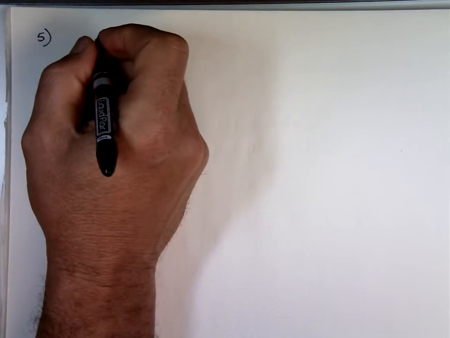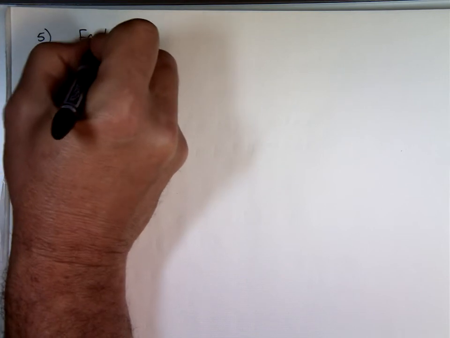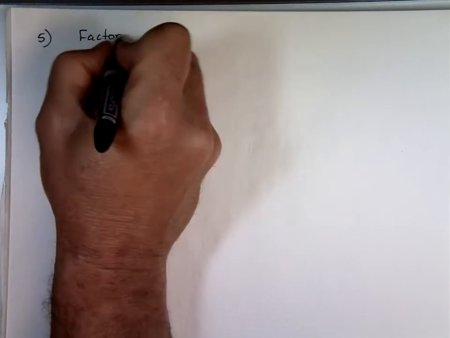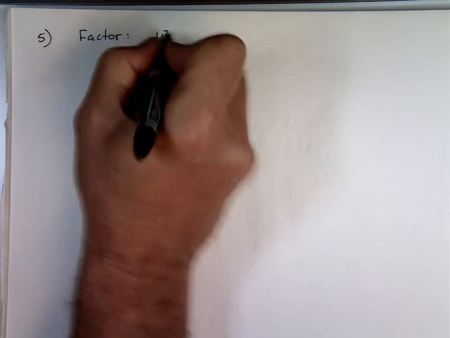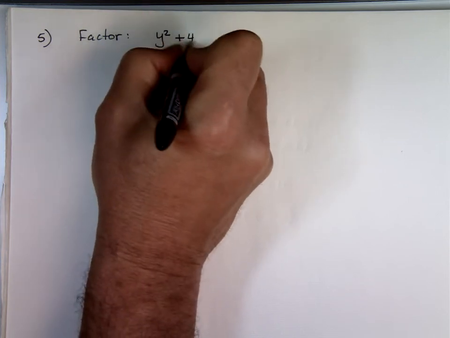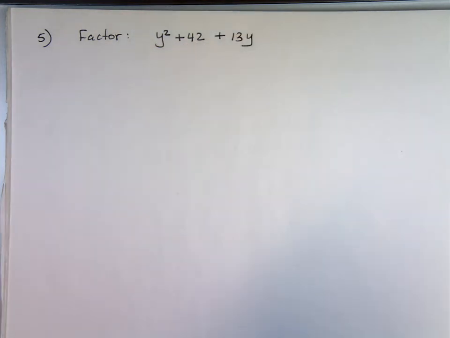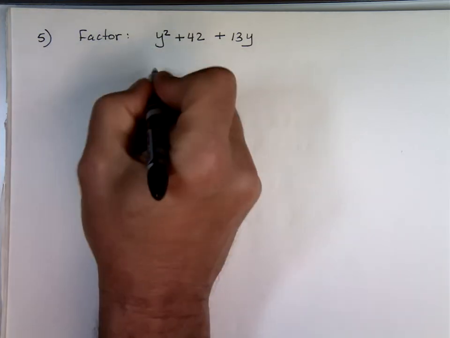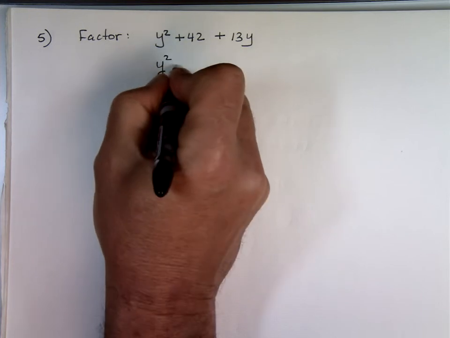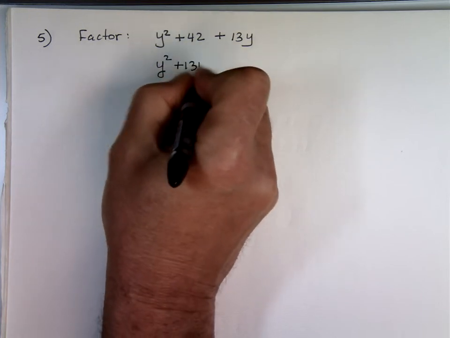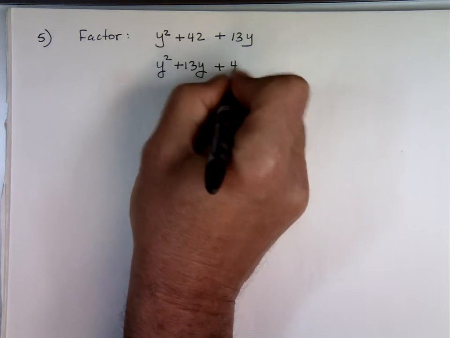Again, factor if possible. y squared plus 42 plus 13y. Remember what I said before, I like to write them in descending power. What I have here is not in descending power, so I'm going to rewrite that: y squared plus 13y plus the 42.